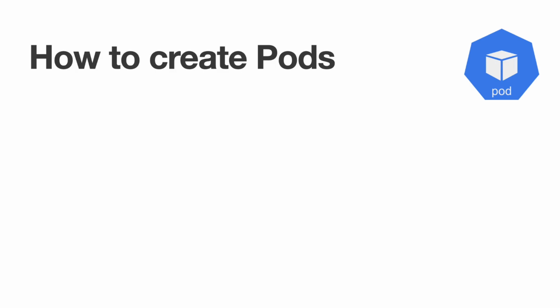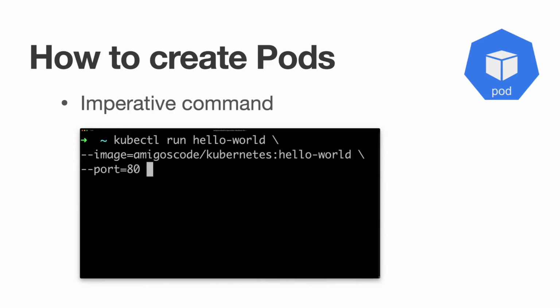Now let's go ahead and learn about the different ways that we can create pods. We can create pods by using the imperative command, i.e. the command that you've seen throughout this course, which is kubectl run. You give it a name and then you pass a couple of options. In our case, we're saying image equals amigoscode/kubernetes:hello-world, and then we say port equals 80. So this is an imperative command.